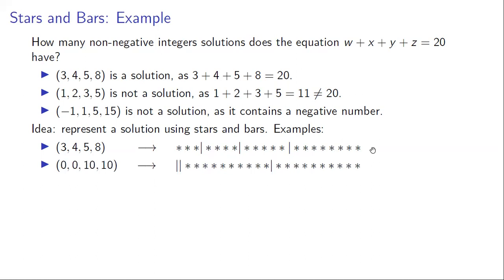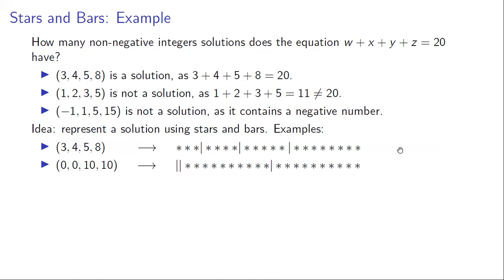Here's another example. So we might have a solution 0, 0, 10, 10. This is a valid solution because 0 is not negative. So 0 plus 0 plus 10 plus 10 is 20. So this is a valid solution. We would represent this by having nothing before the first bar because W is 0. We also have nothing between the first bar and the second bar because X is also 0. And then after the second bar, we have 10 stars for Y, and then we have a bar, and then we have the last 10 stars for Z.